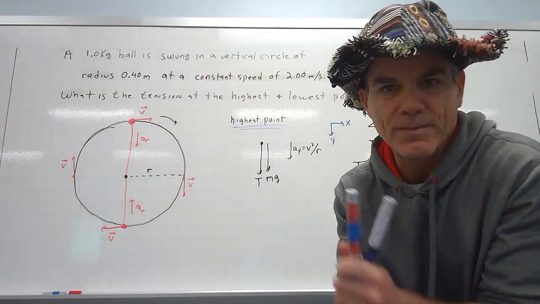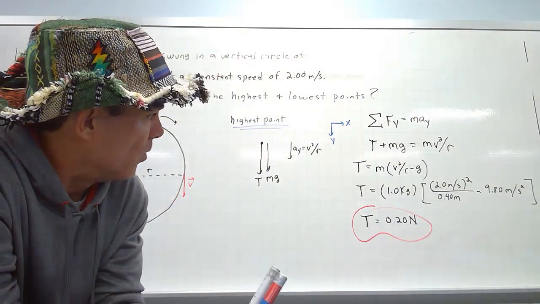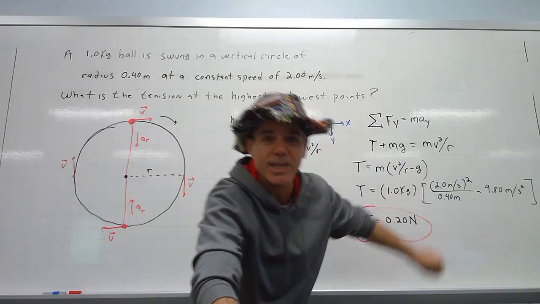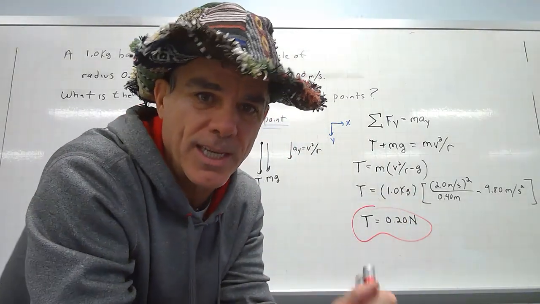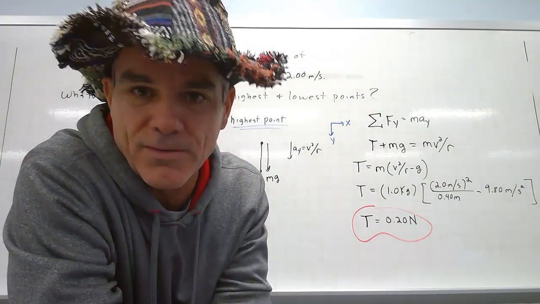And so just, if I make any little minor mistakes, I'm not going to try and edit everything out. So what I was concerned about is that this v squared over r was going to be less than 9.8, in which case my tension would have come out to be negative, which can't have a negative magnitude.